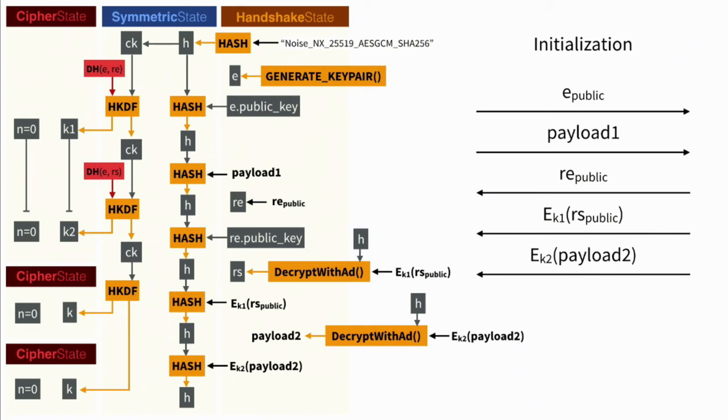So what we do finally is that we put the last CK, the last chaining key, into HKDF again. It gives us two keys, one key to encrypt from the client to the server, one key to encrypt from the server to the client. So it's like TLS.